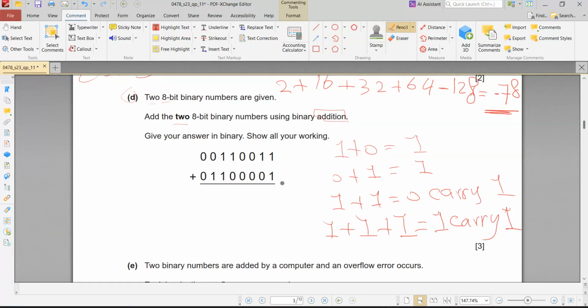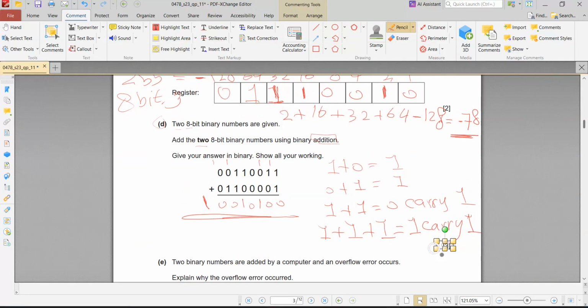So to do this, simply 1 plus 1 is 0, carry of 1, and 1 plus 1 is 0, carry of 1, and 1 plus 0 is 1, 0 plus 0 is 0, 1 plus 0 is 1, and 1 plus 1 is 0, carry of 1, and 1 plus 1 is 0, carry of 1, and 1 plus 0 gives me 1. So this is my final answer, it looks like this: 1 0 0 1 0 1 0 0. You do this, you get your full marks for this question. So simply, that's easy and nice.